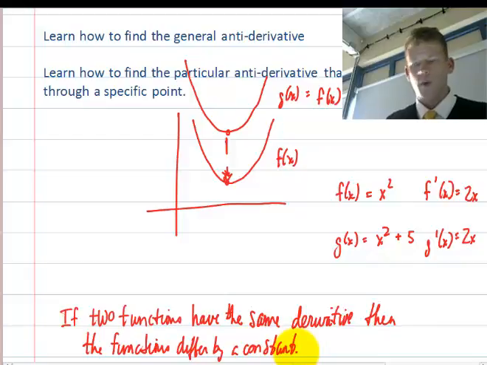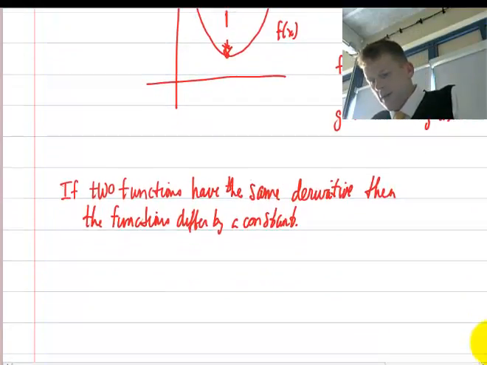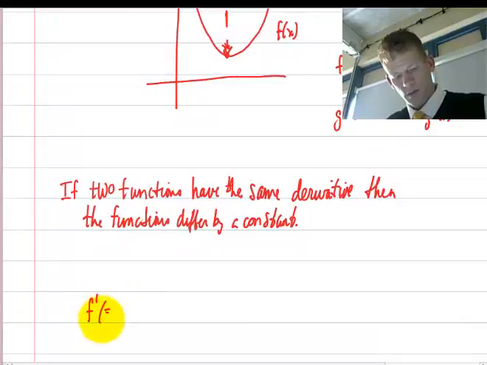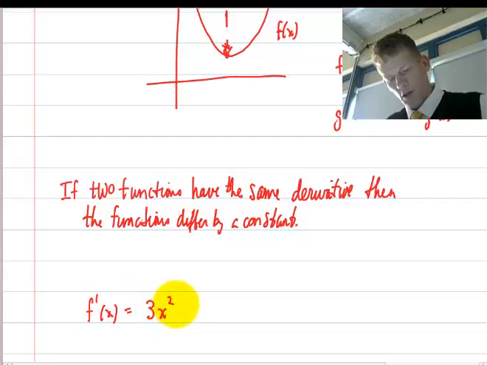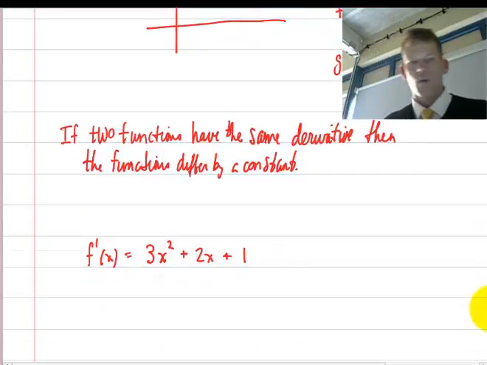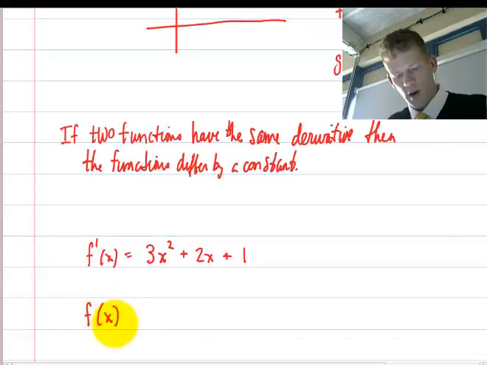So how do we use this practically? Well, let's say f prime is equal to 3x squared plus 2x plus 1, and somebody wants us to find the antiderivative. We have to do the reverse process.